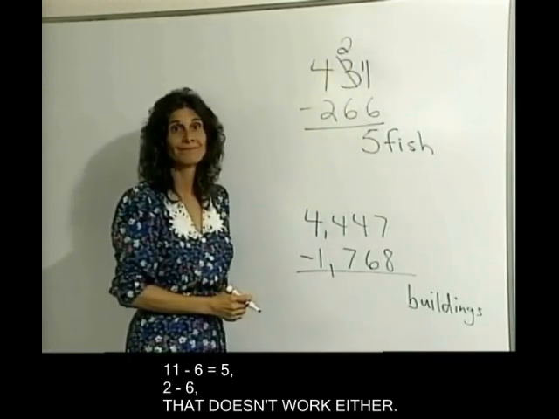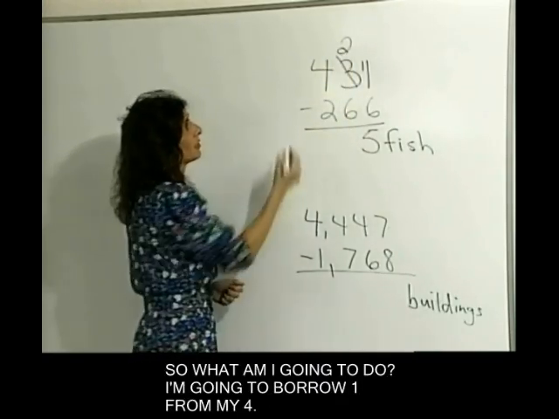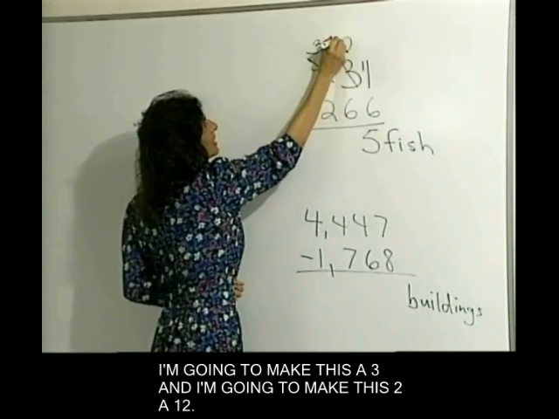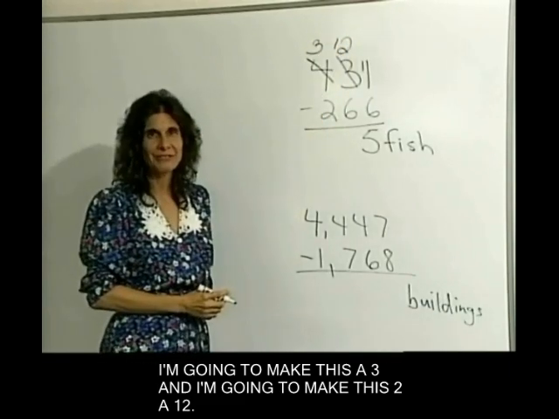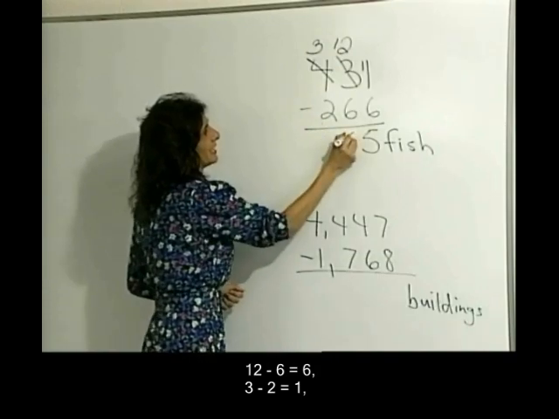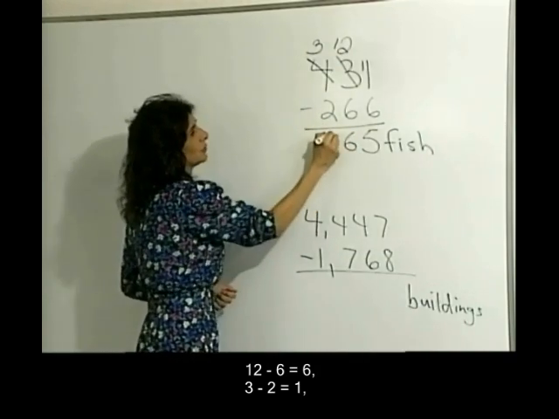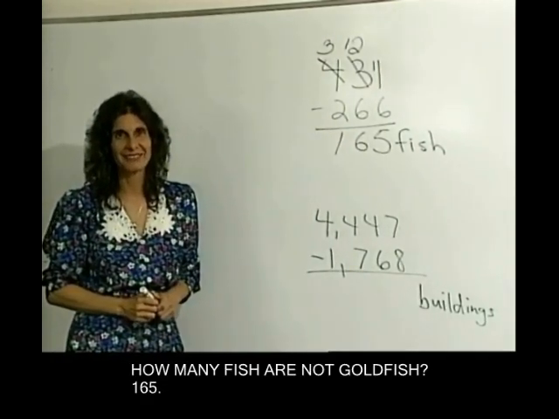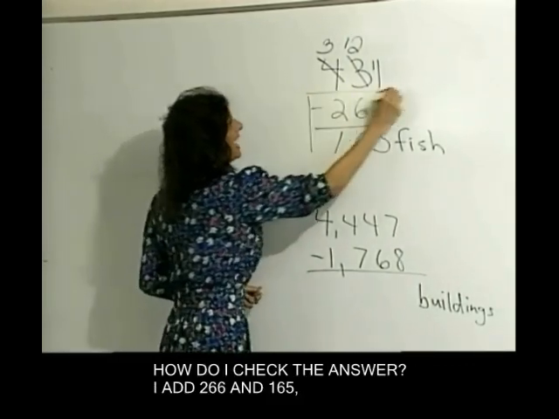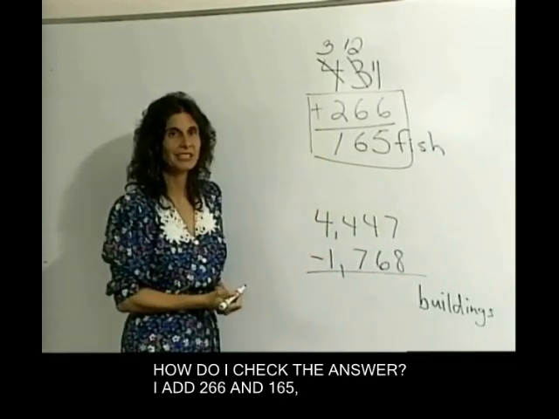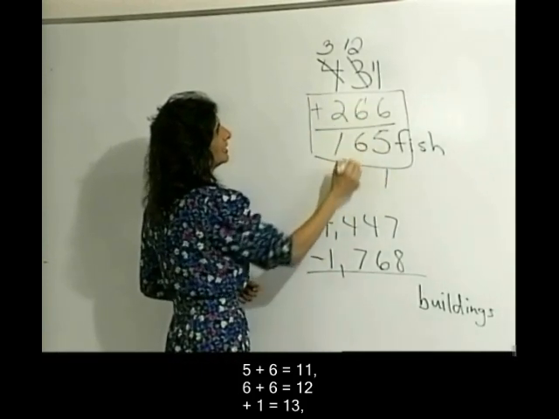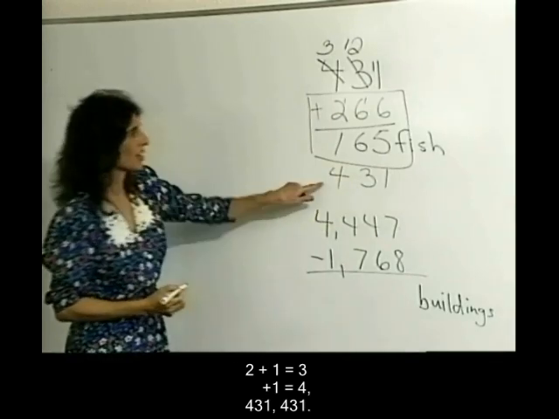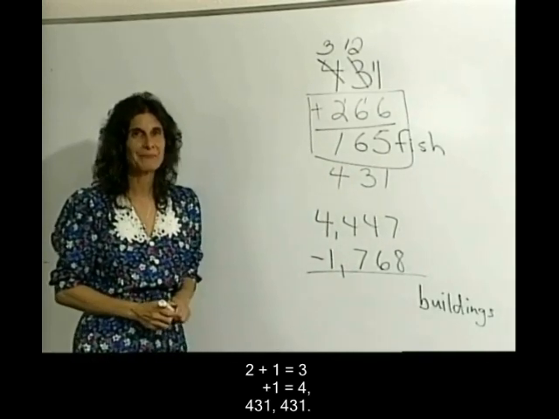2 minus 6, that doesn't work either. So what am I going to do? I'm going to borrow mine from my 4. I'm going to make this a 3, and I'm going to make this 2 a 12. 12 minus 6 is 6. 3 minus 2 is 1. How many fish are not goldfish? 165. How do I check the answer? I add 266 and 165. 5 and 6 is 11. 6 and 6 is 12, and 1 is 13. 2 and 1 is 3. 1 is 4. 431. 431.